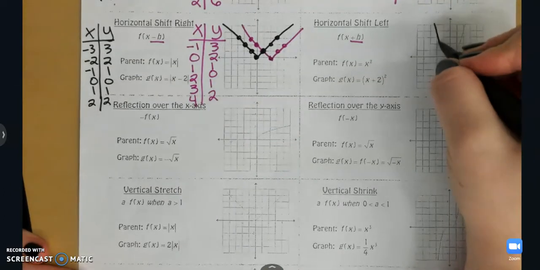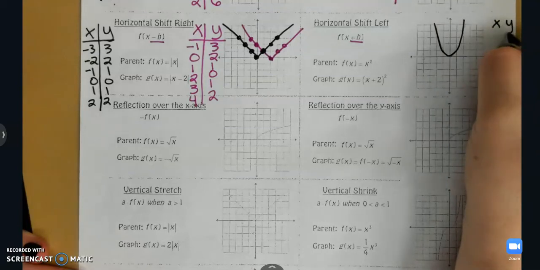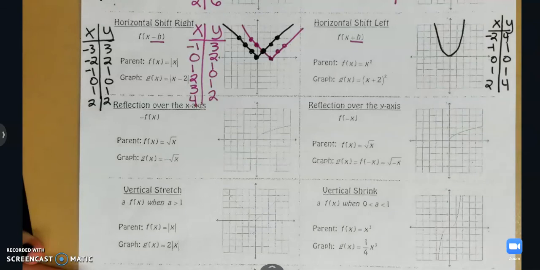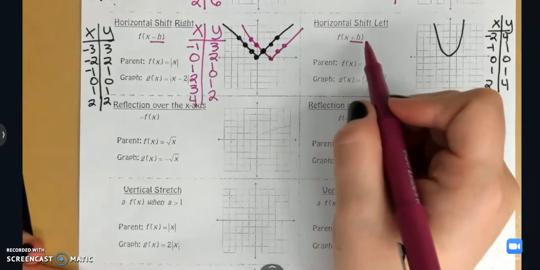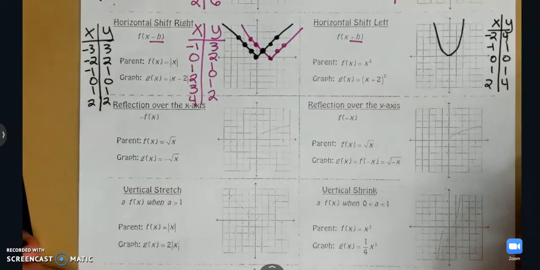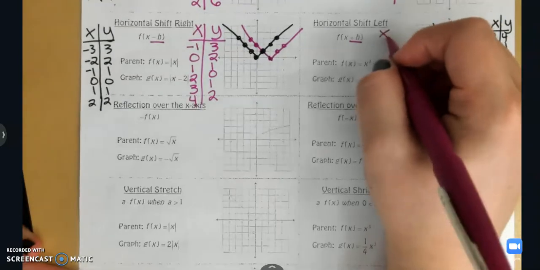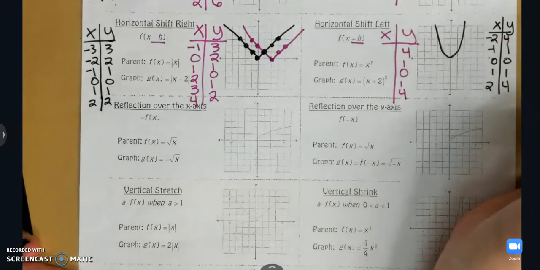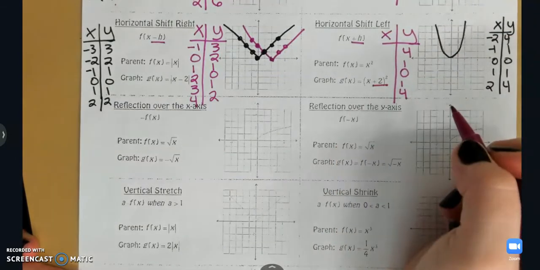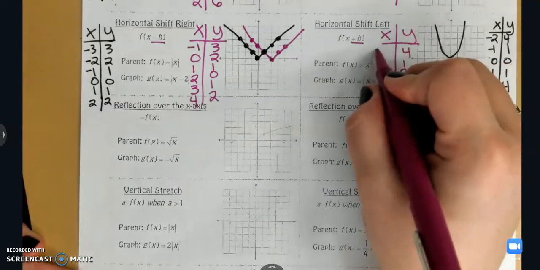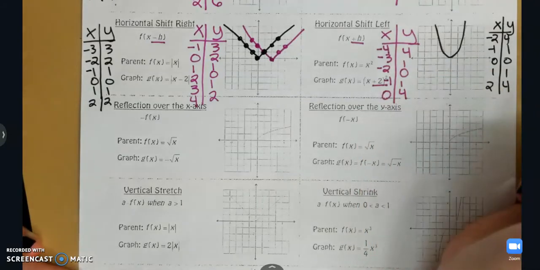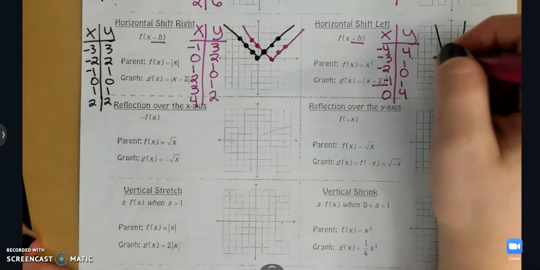Now again, over here I have my quadratic parent function. So I'm going to write some points on my graph. And I'm shifting now to the left. When I add a number inside my parentheses, I'm shifting to the left, which means my x values are changing. And they're going to be decreasing by 2. So I'm going to subtract 2 from each of my x values here. Okay. 3, 4.